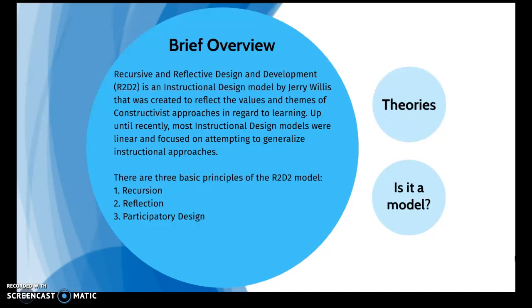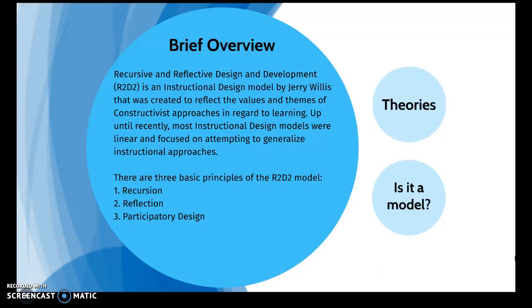There are three basic principles of the R2D2 model. The first is recursion, the second is reflection, and the third is participatory design. Recursion is a circular process with this model where things are happening at any point in the process, and there's not one single step that is first and then something that has to happen after.